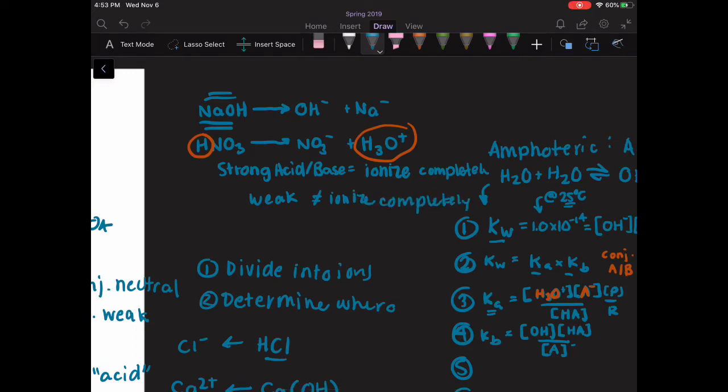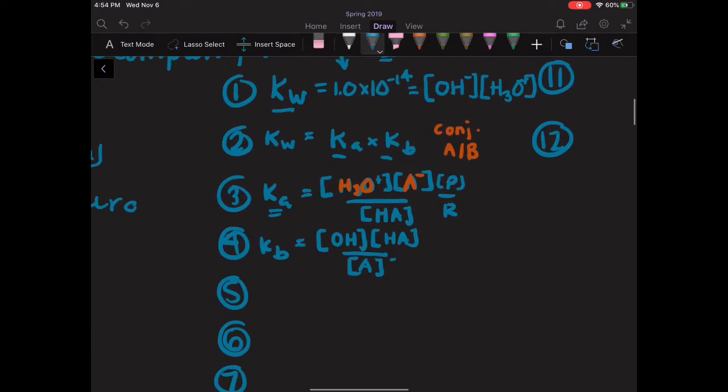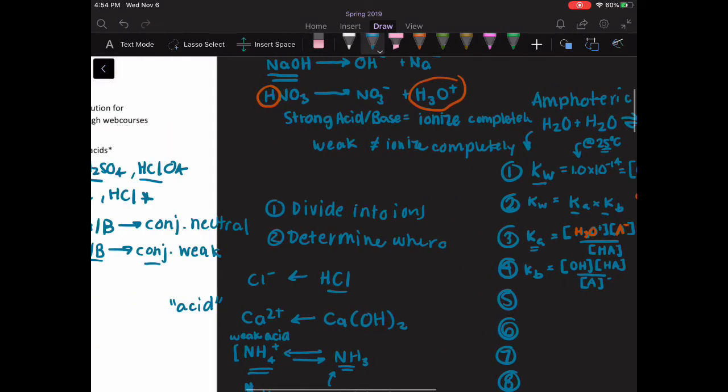So the way we can measure their strength is using those Kas and those Kbs. A stronger acid is going to ionize more readily than a weaker acid. So a larger Ka will denote the strength. So increased Ka equals increased strength.